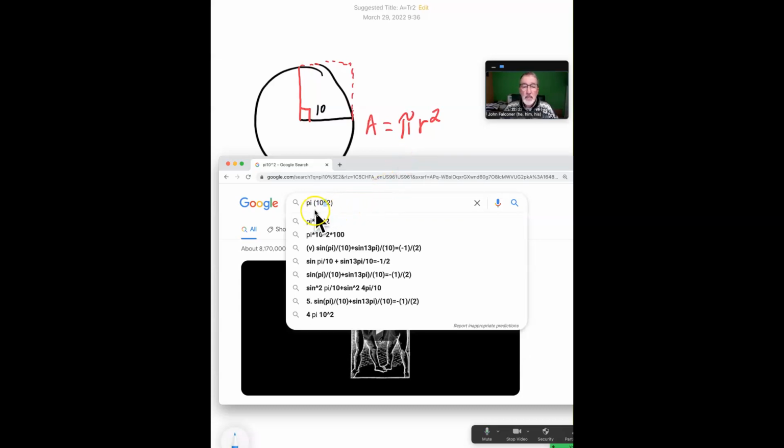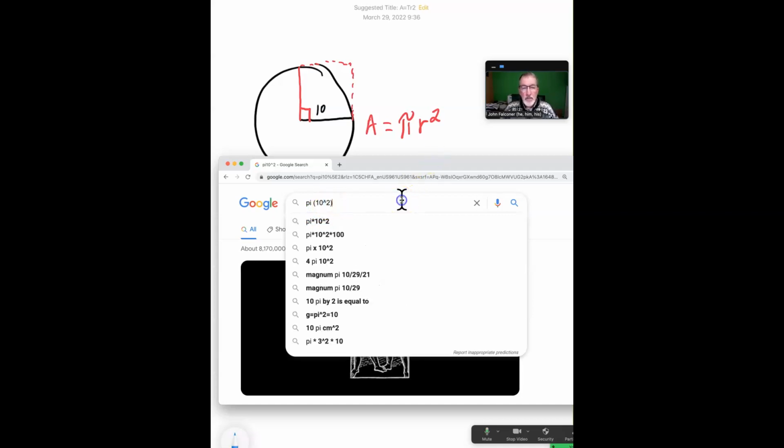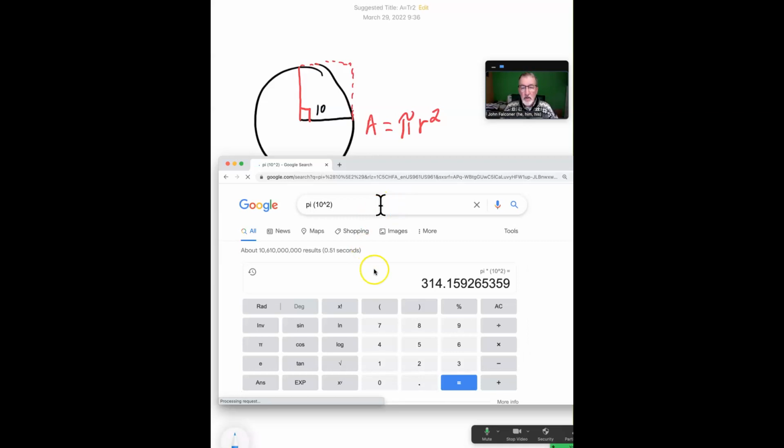That's how you raise this 10 to this power. So 10 to the second power, or 10 squared, is written with 10 caret key 2. And if we hit enter, it should give us our answer. And we find it's 314.159265359. So this is just pi times 100, right?